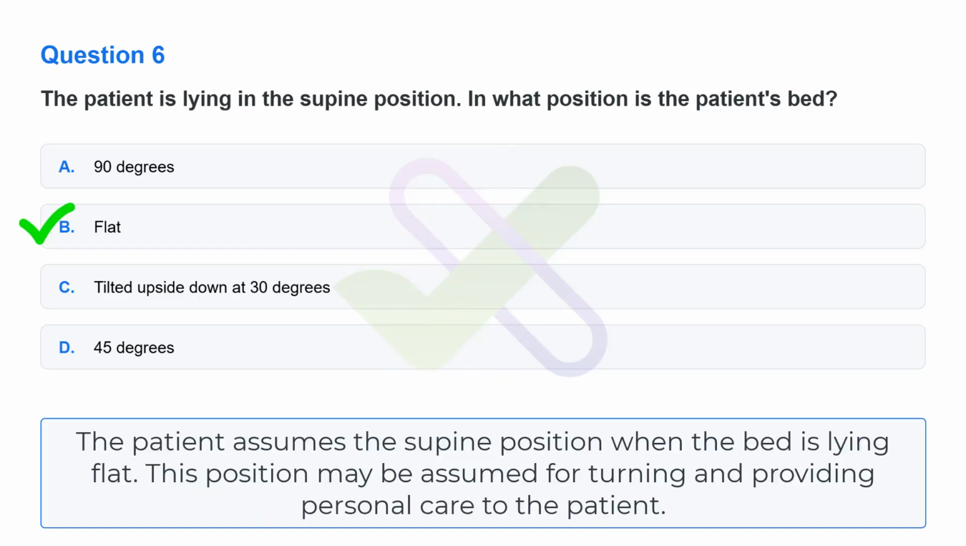Correct answer, B. Flat. The patient assumes the supine position when the bed is lying flat. This position may be assumed for turning and providing personal care to the patient.